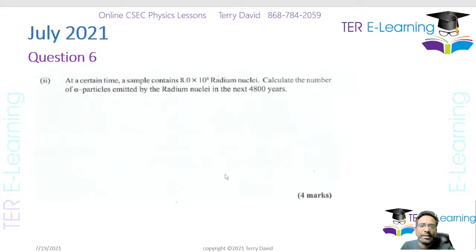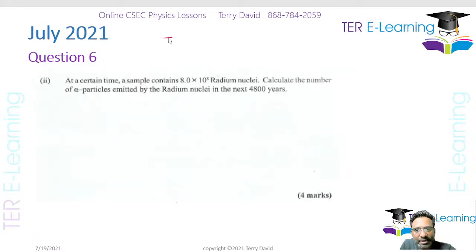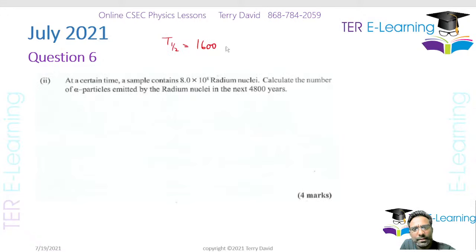What else do we have here? So at a certain time, a sample contains 8 by 10 to the power 8 radium nuclei. Calculate the number of alpha particles emitted by radium in the next 4,800 years. At a certain time, a sample contains 8 by 10 to the 8 atoms. Calculate the number of alpha particles. Okay, so they told us the half-life. Let me write that down here. So my half-life is equal to 1600 years. That's my half-life for radium.